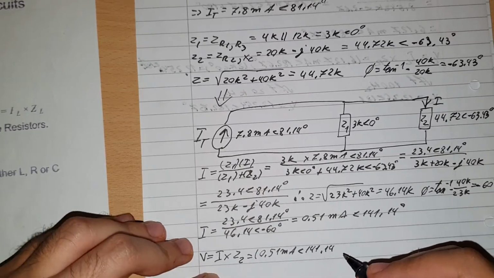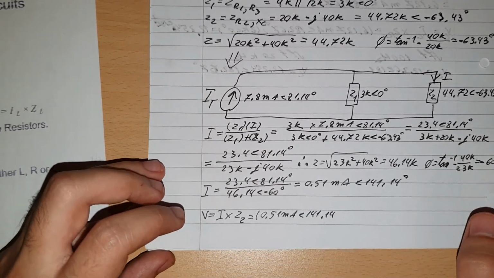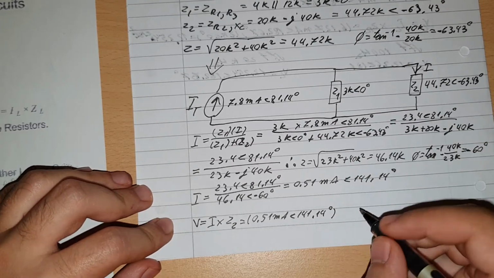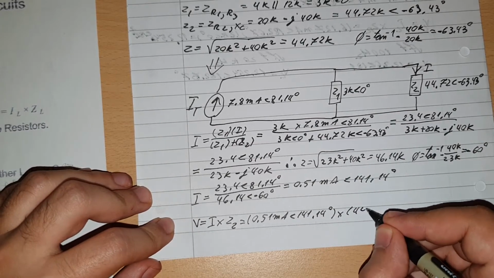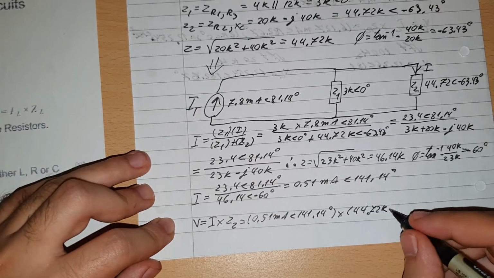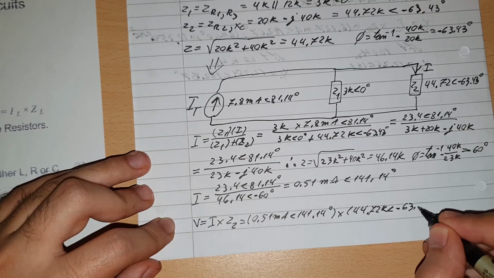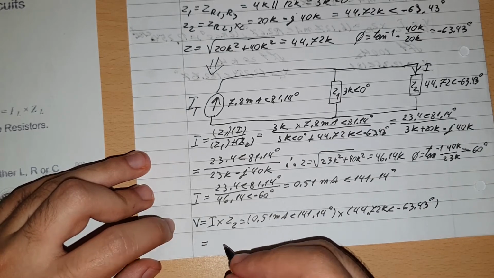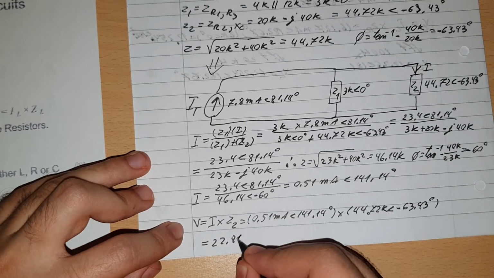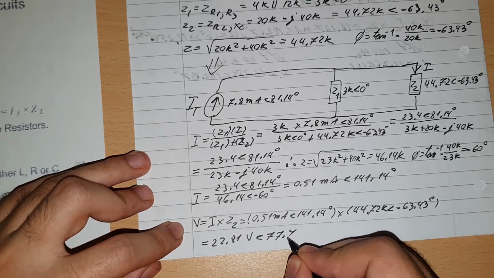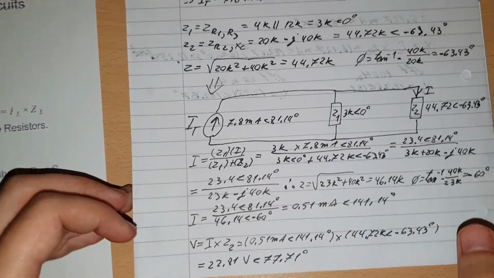141.14 degrees, times 44.72k at an angle of minus 63.43 degrees. And this will be equal with 22.81 volts at an angle of 77.71 degrees. And there you have it.